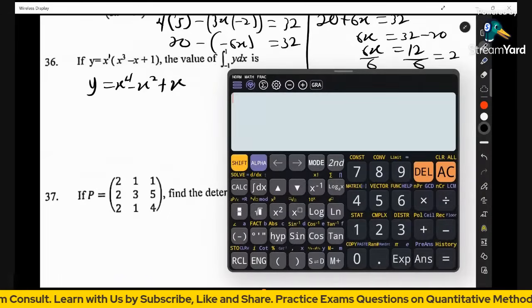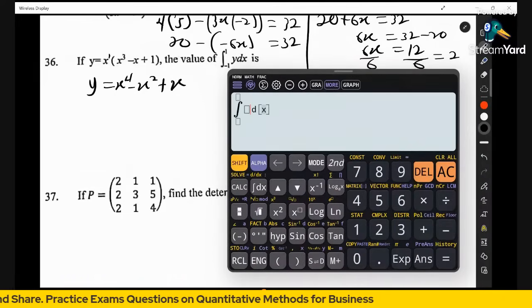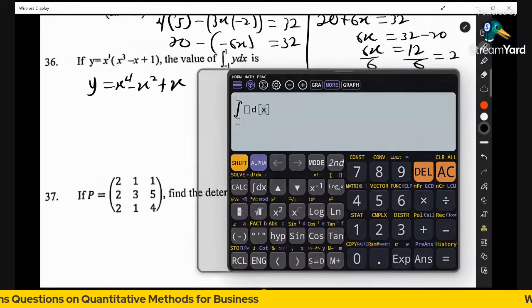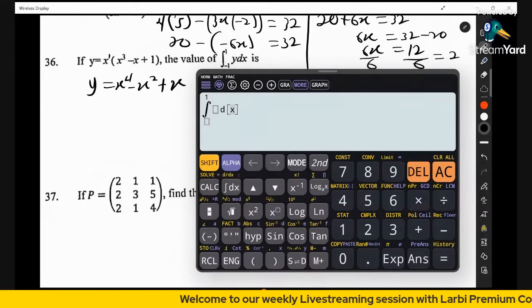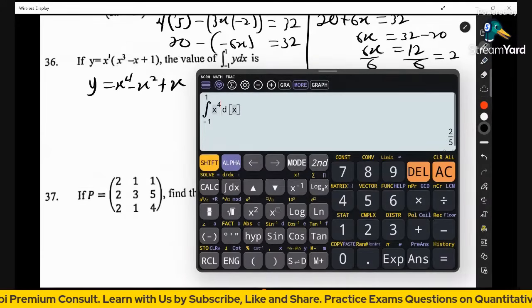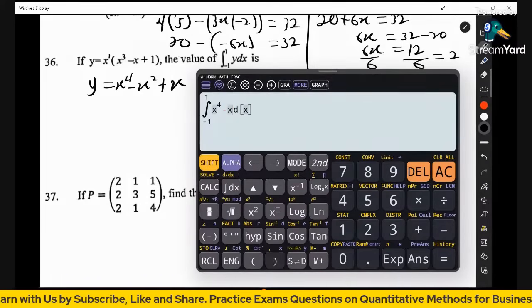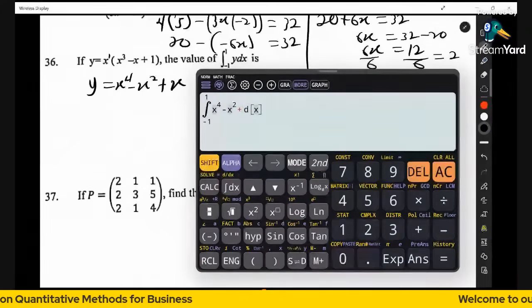All right, so we identify what your integral function is, which is this. Okay, on the calculator. So you see at the top here, that should be the upper limit. So the upper limit is 1, and then the lower limit is what? Negative 1. And then here it should be the place where you substitute your function. So we have what? Alpha x to the power what? 4. Okay. Then we have minus alpha x to the power what? 2. Then we have plus x.